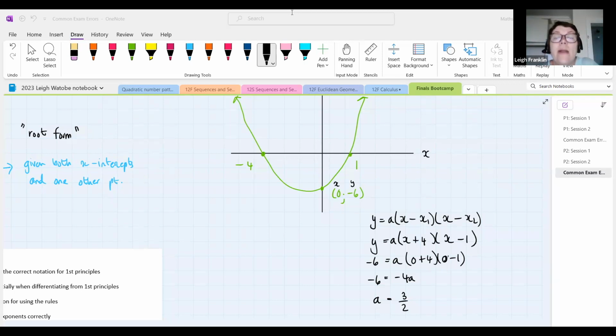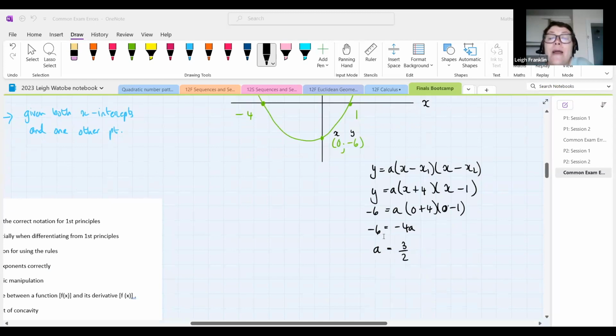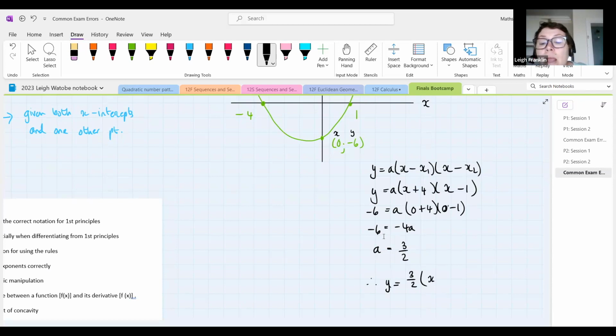Okay, right. And then once you have got that a value, if they ask you to find the equation of the parabola, you now need to sub it back in. So we've got 3/2 times x plus 4 times x minus 1. And you typically wouldn't leave it like that. You do this for the cubic as well. Yes, Cheslin. You can do this for the cubic as well. Okay, so that is important.